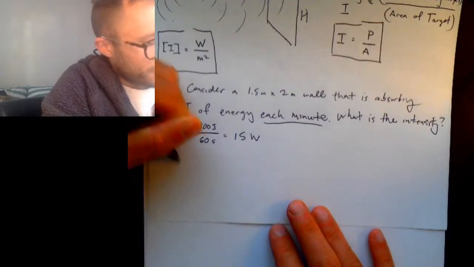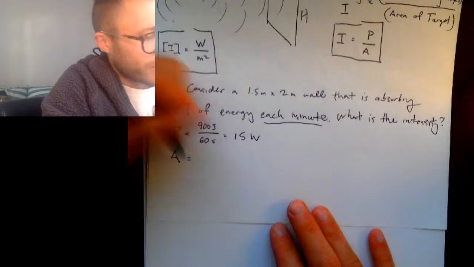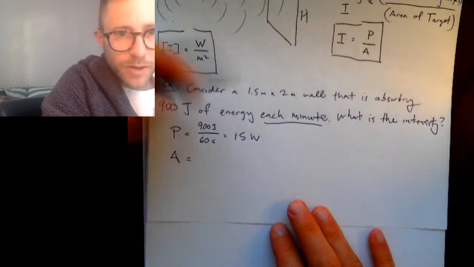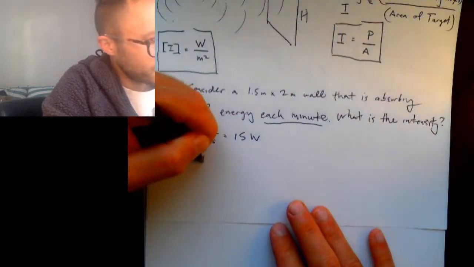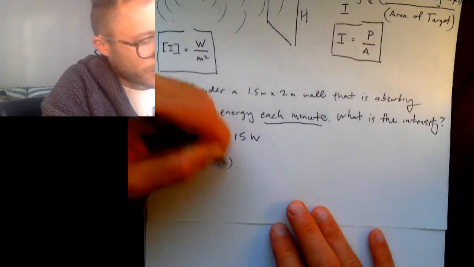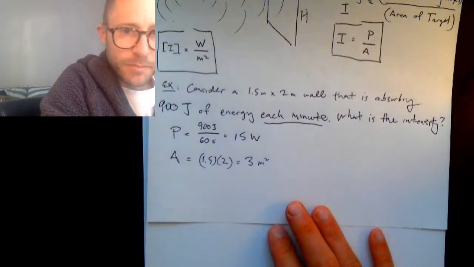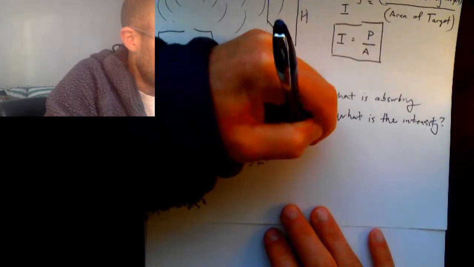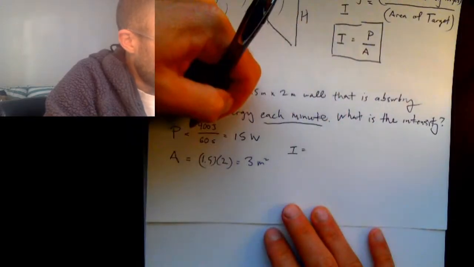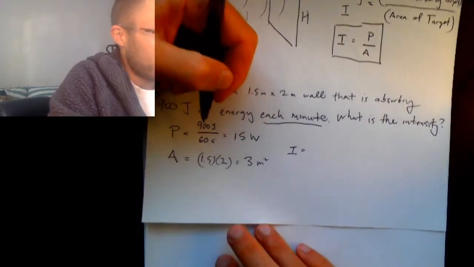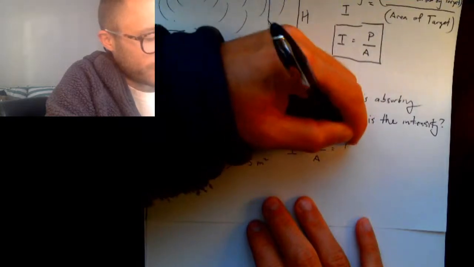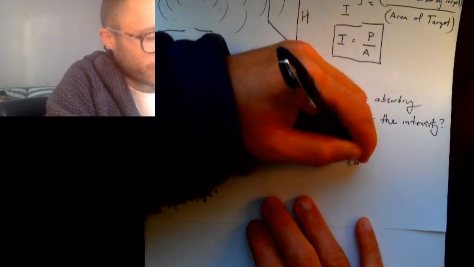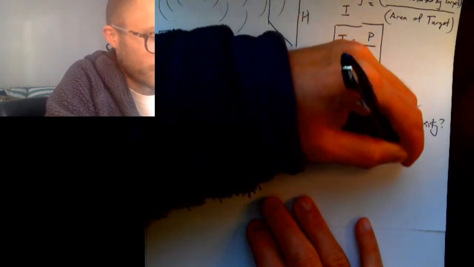And then the area, it's a rectangular wall, so it's 1.5 times 2, width times height, which is 3 square meters. Okay. So then the intensity is going to be power per area, which would be 15 watts in 3 square meters, which is 5 watts per square meter. Okay.